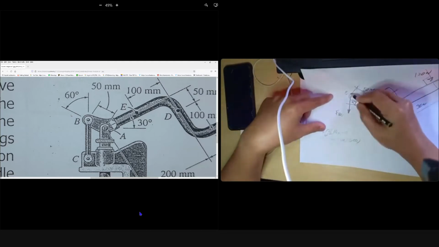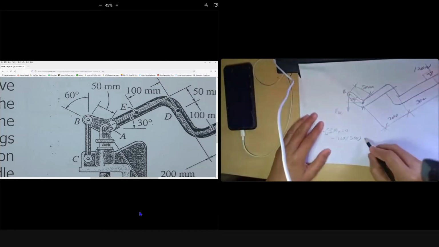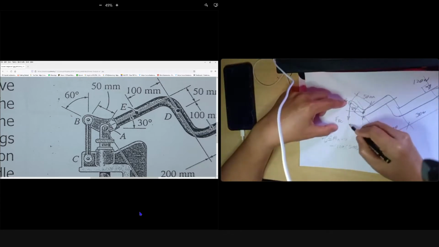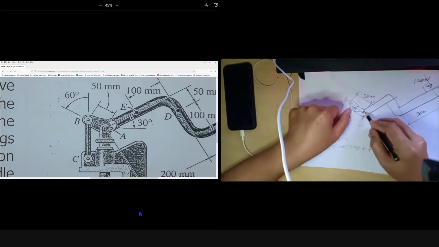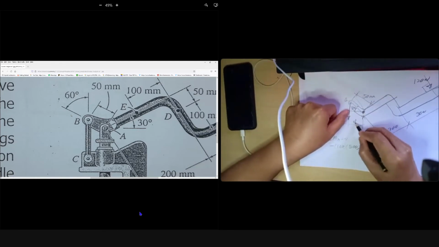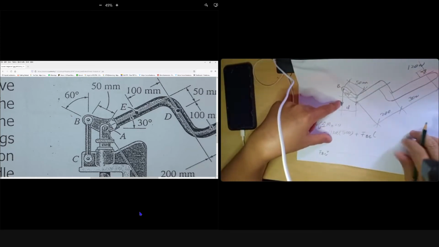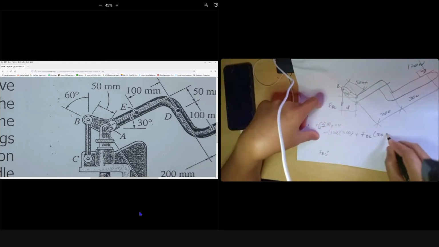But this FBC produces counterclockwise, positive moment: FBC, which we want to find, times the distance. The distance will not be 50. The distance is the perpendicular distance from your force to the pivot at A. This distance. Clear or not? Oh okay, I understand, Doctor. Thank you, Doctor. Yes, 50 cos 30 degrees. So you got your FBC.